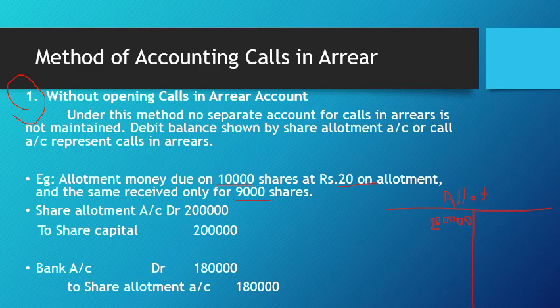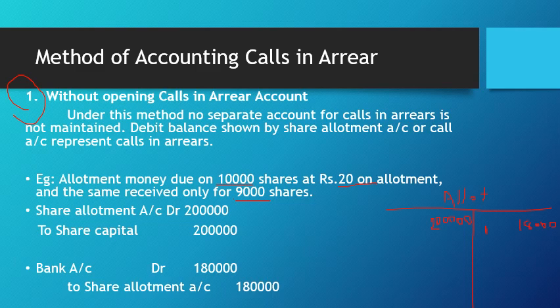So there is a debit of rupees 2 lakh in the share allotment account. Then, when the next transaction, the bank account related to share allotment, when the amount is received, there is a credit of rupees 1,80,000 in the share allotment account. So still there is a balance.